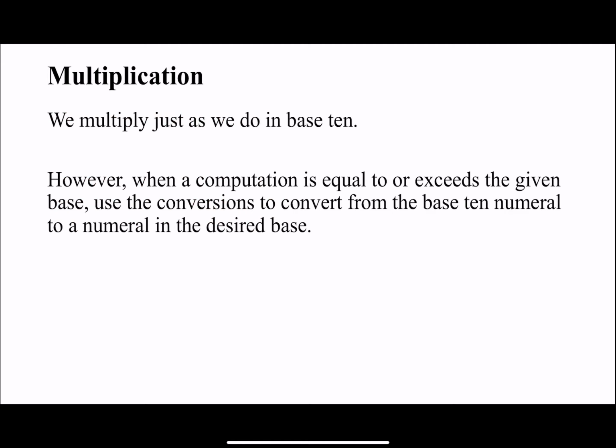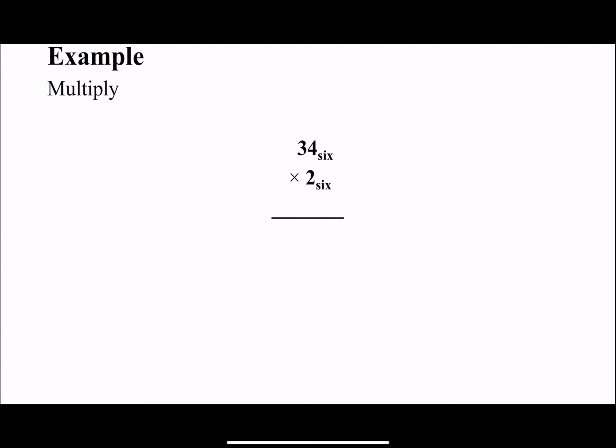It's like you have something in base 10, and you need to convert it to a numeral in the desired base that you're working with. For example, here I have 34 base 6, multiplied by 2 base 6, just like base 10. First of all, 2 times 4. It's base 6, so I write down the digits that are allowed in base 6: 0, 1, 2, 3, 4, and 5. These are the digits allowed in base 6. And I write down the place values.